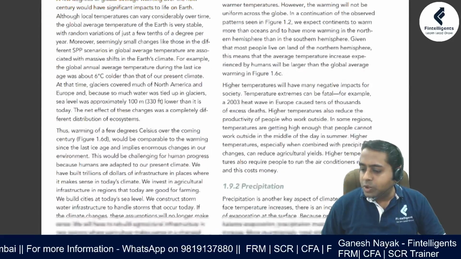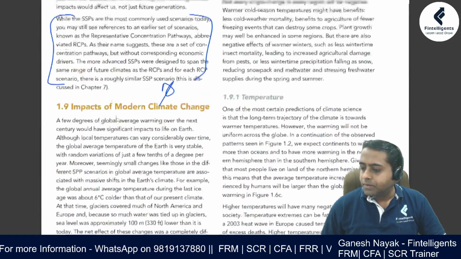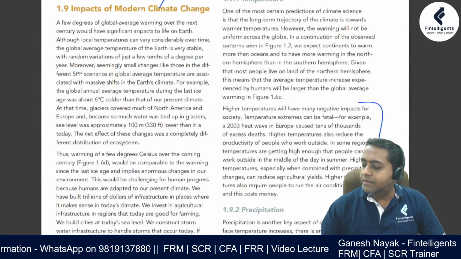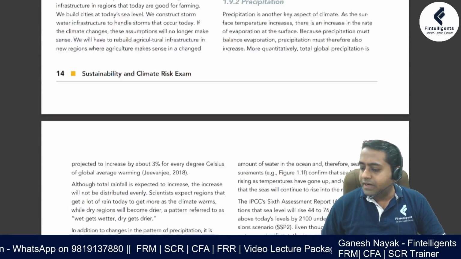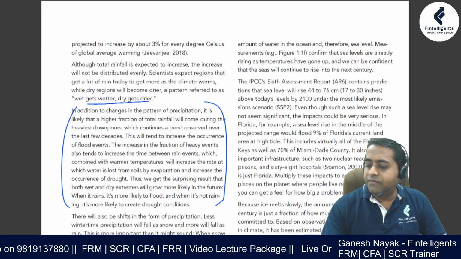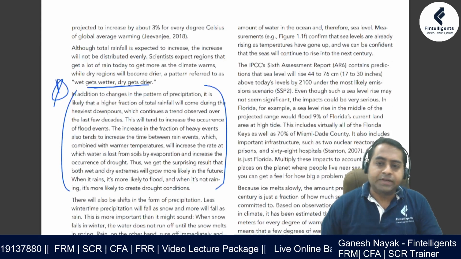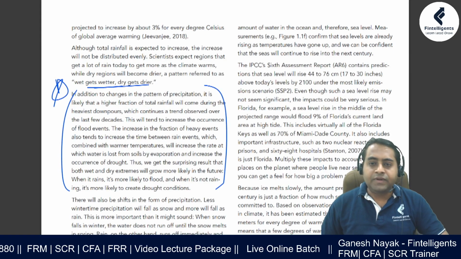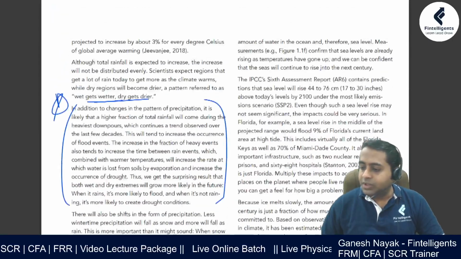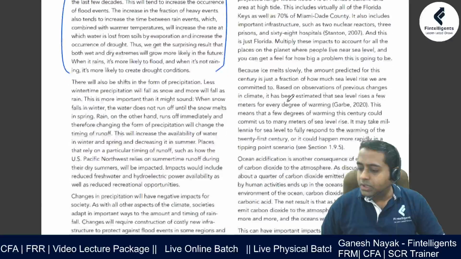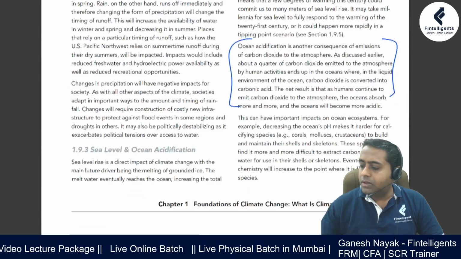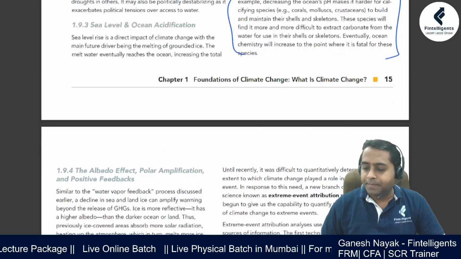Impact of modern climate change. Now over here, more or less it's okay. Temperature paragraph you can read. This section you can definitely read. Precipitation, this section, and this wets get wetter and dry gets drier, that entire section you should definitely read. Change in precipitation, ocean acidification, that concept is important. This entire section you should definitely read.